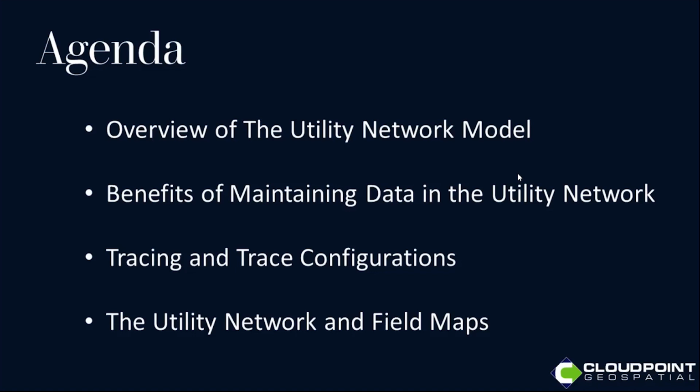So we'll do a quick overview of the utility network model. It looks like a lot of you are already implementing it, so you probably already have a good idea of what the model looks like. Talk just a little bit about the benefits of maintaining the data in the utility network, and then we'll jump into some demos. So we'll look at tracing and trace configurations, and then hopefully we'll be able to take a look at the utility network inside of Field Maps.